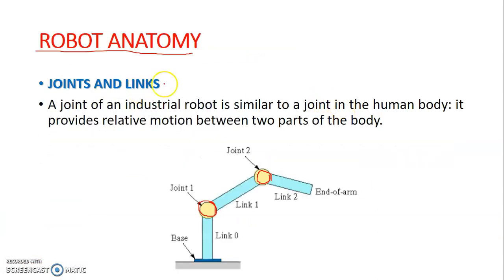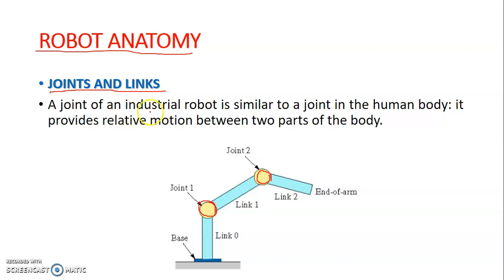So next we have robot anatomy. Robot anatomy is how the robot looks and how the robot is constructed. So that is called robot anatomy. Generally, a robot consists of joints and links.